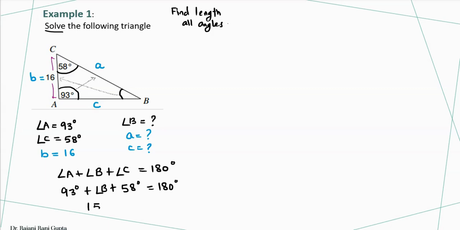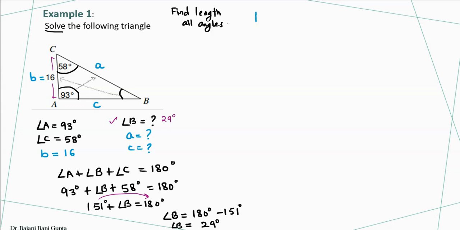So this gives you 151 plus angle B equals 180 degrees. You just take 151 to the other side to get the value of angle B. So angle B will be 180 degrees minus 151 degrees. This you can easily find. So this gives you 29 degrees. You have obtained one value, which is 29 degrees. Now this is done. Now we have to find a and c.